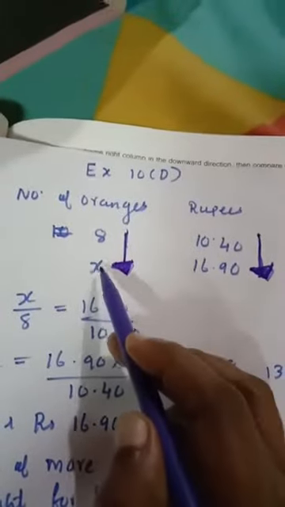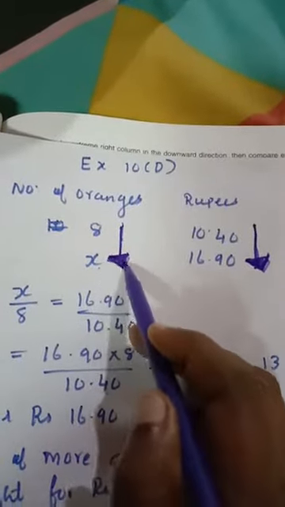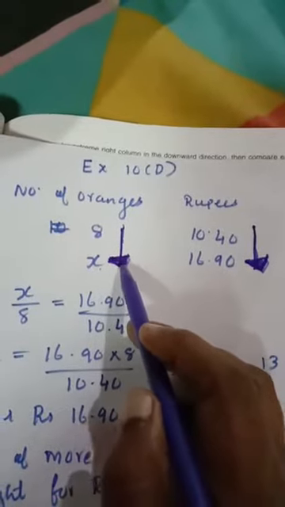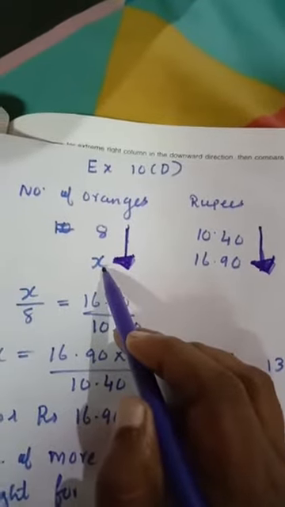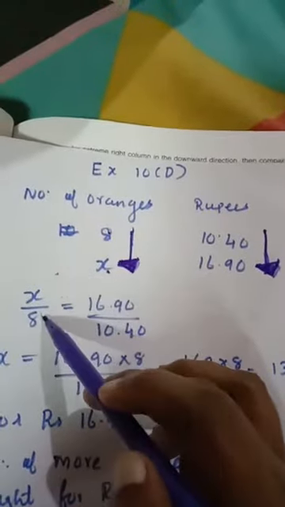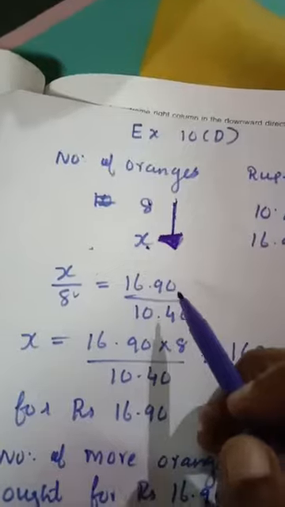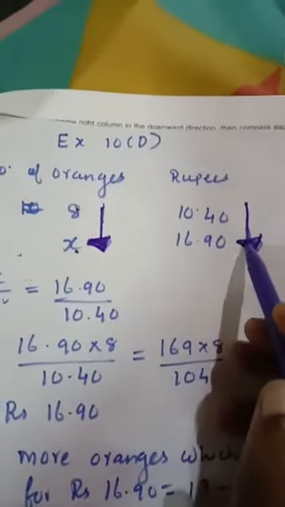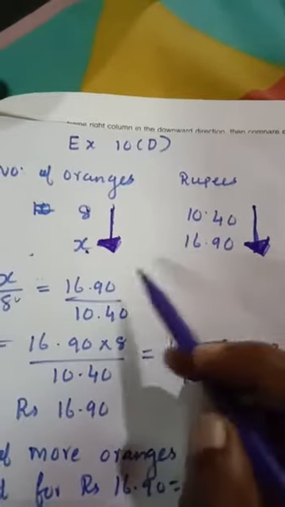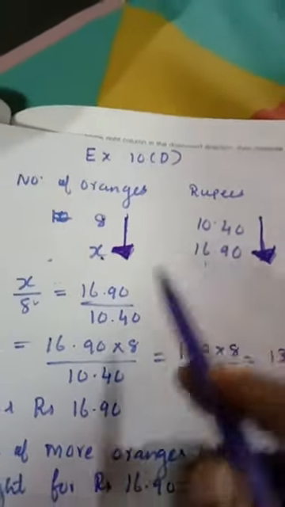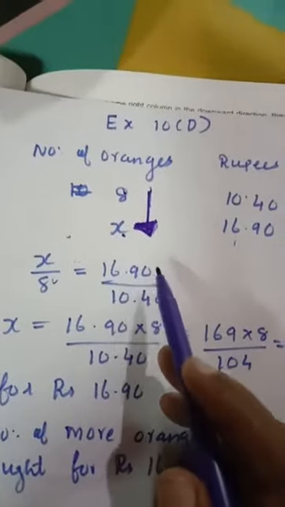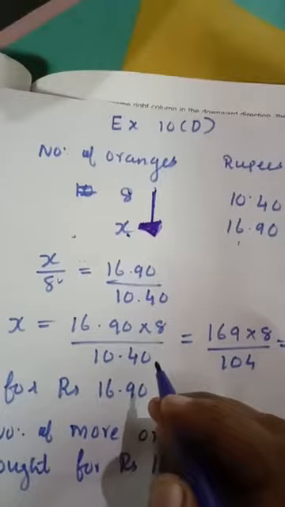X. Where is the top of the arrow projected? Here. So the number near to this is x, and next to that you write 8. So x by 8. Now here top of the arrow is here. 16.90 you write first, divided by 10.40. So x by 8 is equal to 16.90 by 10.40.